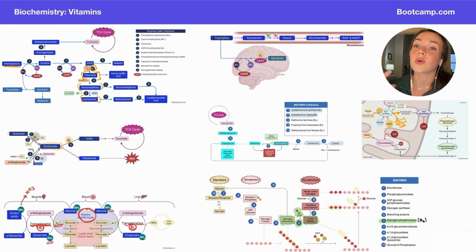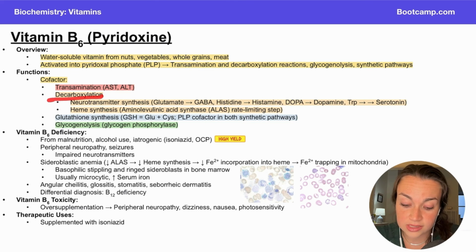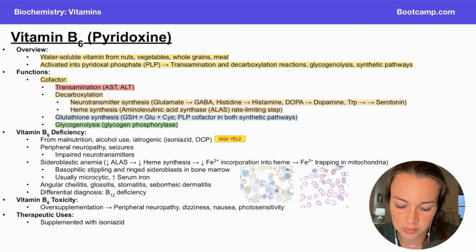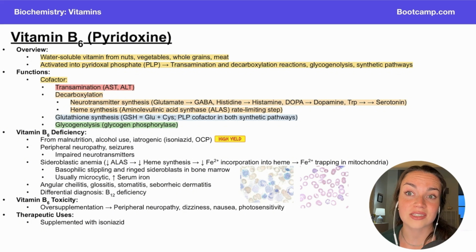So I told you guys, even though it seems like a lot, these are things that you've already seen before. We're just tying them all together. I know it's a lot of things, but if you just remember transamination, decarboxylation, and then the two big families of those decarboxylation reactions being neurotransmitter synthesis and heme synthesis, glutathione and glycogenolysis, you'll be in good shape in remembering all of those different reactions as long as you learn them well. So let's talk now about vitamin B6 deficiency.